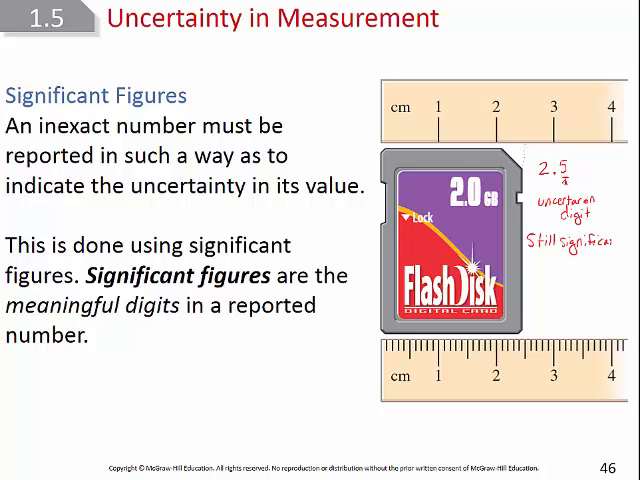So if I were to look at this number, I would say that this number, 2.5 centimeters, has 2 significant figures. I'm going to shorthand significant figures as sig figs. All right. Now, say instead I measure the exact same flash drive using this ruler down here that has a graduation for every 1/10.